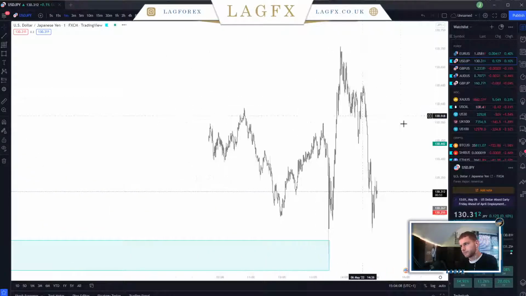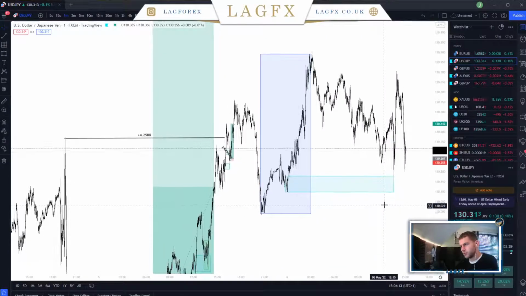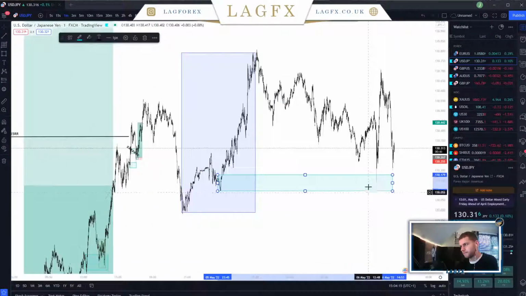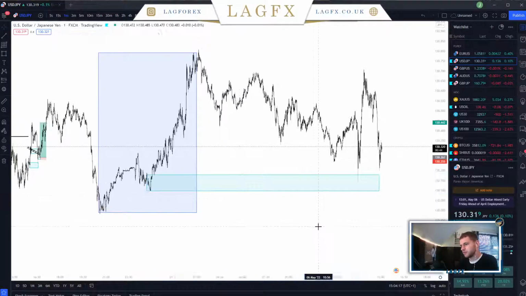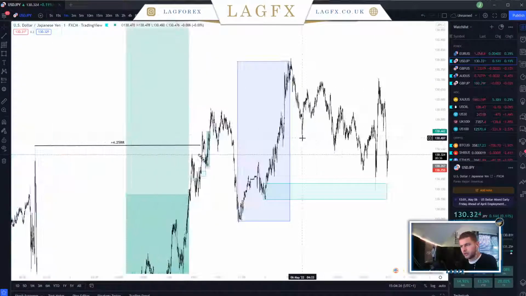Dollar yen, again, another market we're looking for potential opportunities on. We set this demand zone at the start of the stream, and the NFP news again perfectly tapped into that before trading higher. So another opportunity that I was looking at that played out quite nicely.